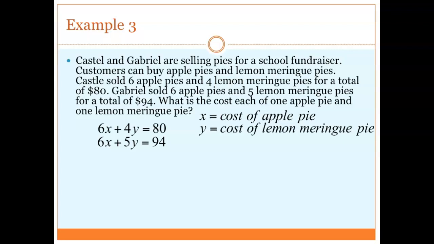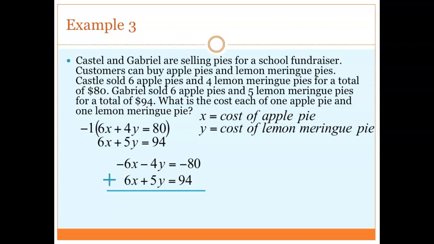So if I multiply that first equation by -1, I'll end up with -6x minus 4y equals -80. And then I'm going to rewrite that second equation right under it. And now I can add these two equations together, and the -6x and the positive 6x will cancel. That's going to leave me with y equals 14.